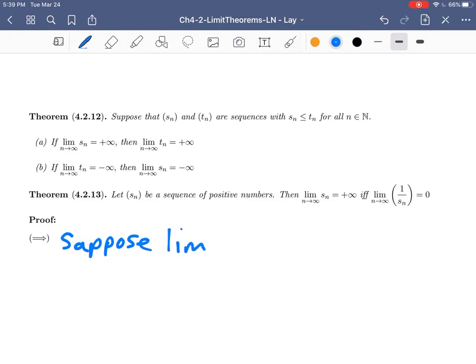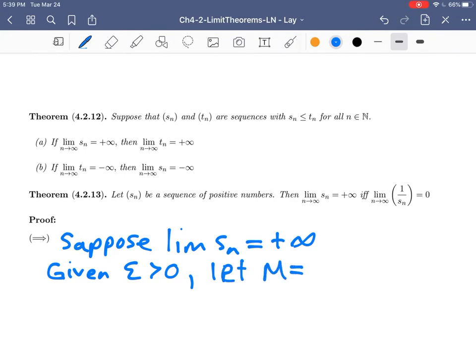And so let's suppose that the limit of S sub n is equal to positive infinity. Given epsilon, so what does this mean? Given epsilon bigger than 0, let's let m be some real number. Let's make that real number 1 over epsilon. So it's 1 over epsilon.